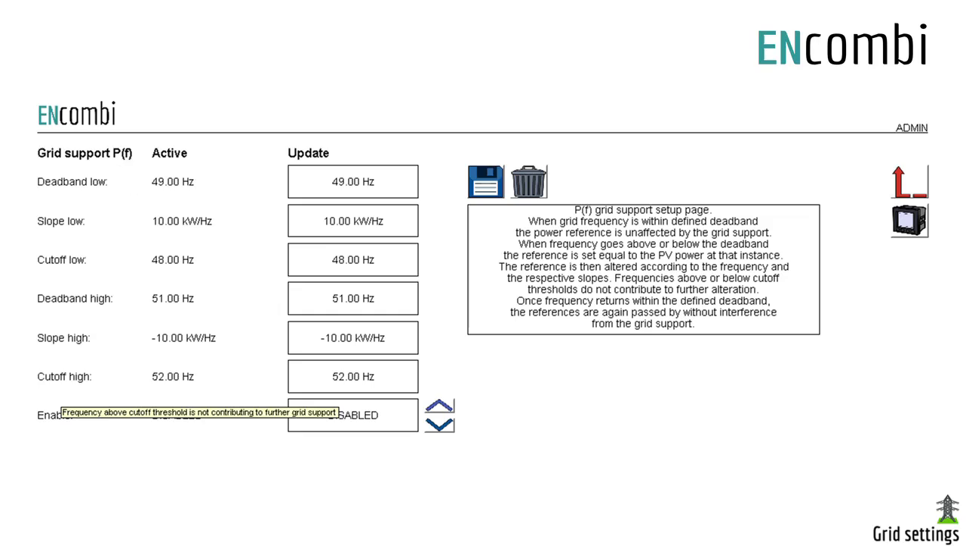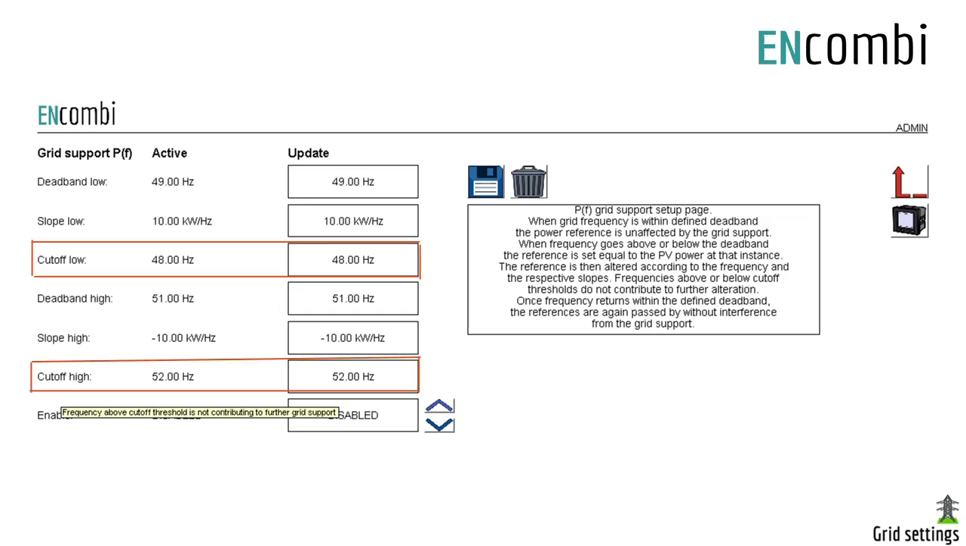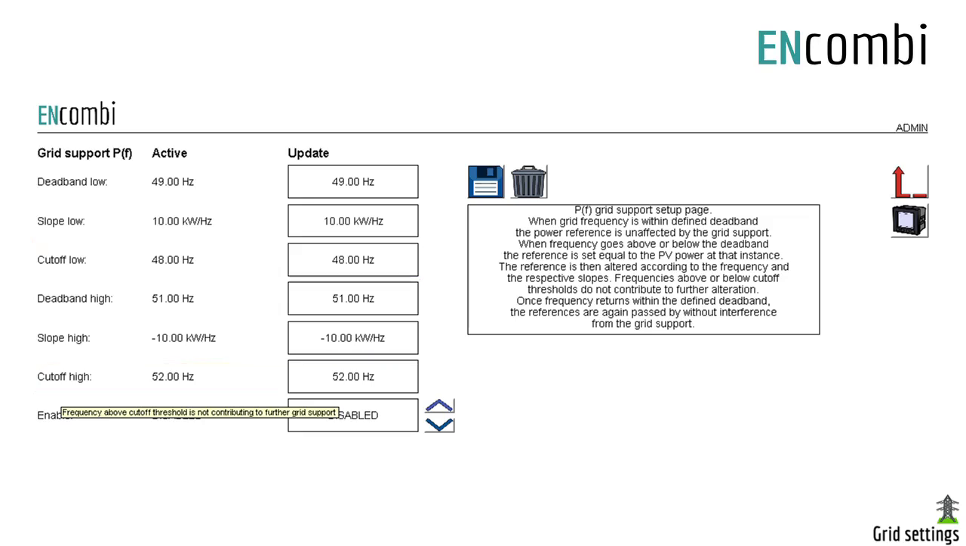Here you can set the preferred grid power frequency. Grid power support will not be affected within the frequency band setting. If grid power frequency goes above or below the dead band, the reference is set equal to the PV power. The reference will be altered according to the frequency and the respective slopes. Frequencies above or below the cutoff thresholds do not contribute to further alteration. If this setting is not relevant, you can disable it.